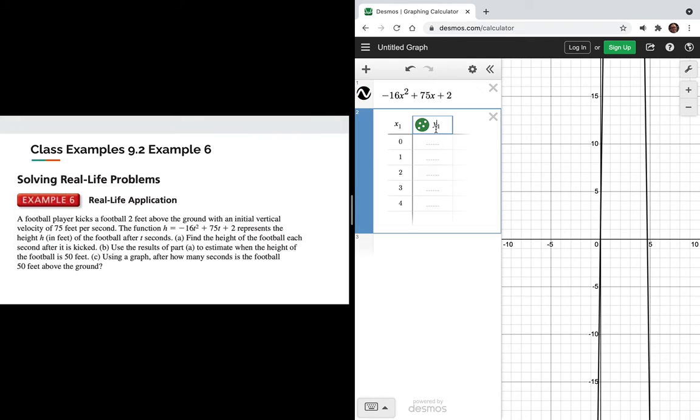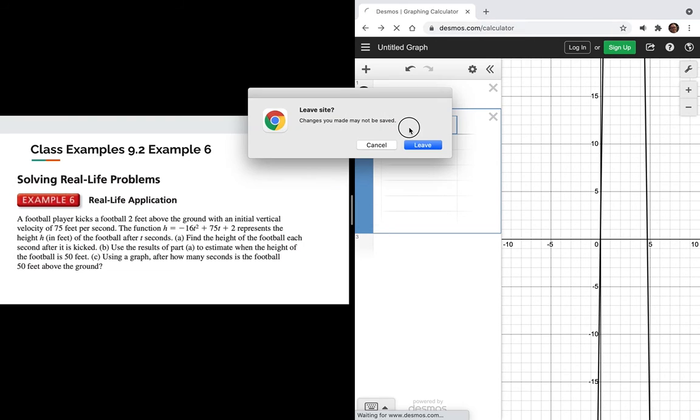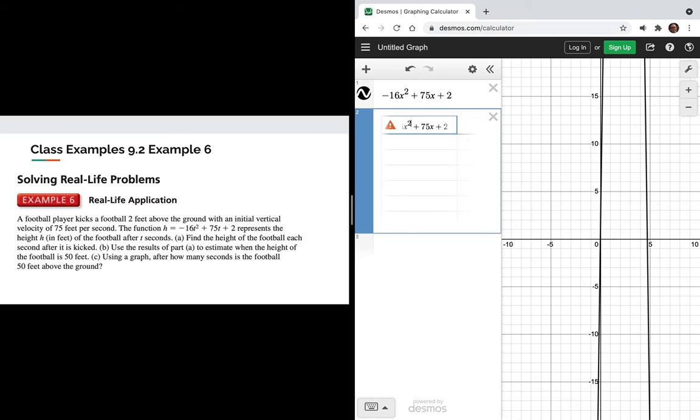So that's one way to make use of that one. Then another way is to make this equal to the equation that we have. So we could say negative 16 x squared, let's get rid of that y1, plus 75x plus 2. And you can have Desmos graph it for you, so you can get exact values this way. So that's another way you can make use of this.